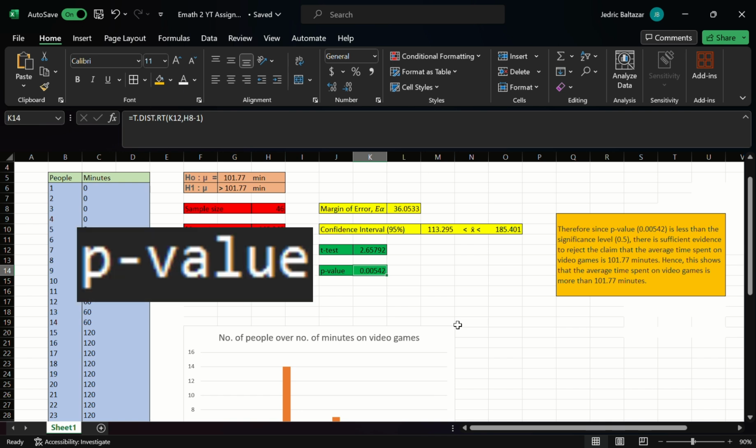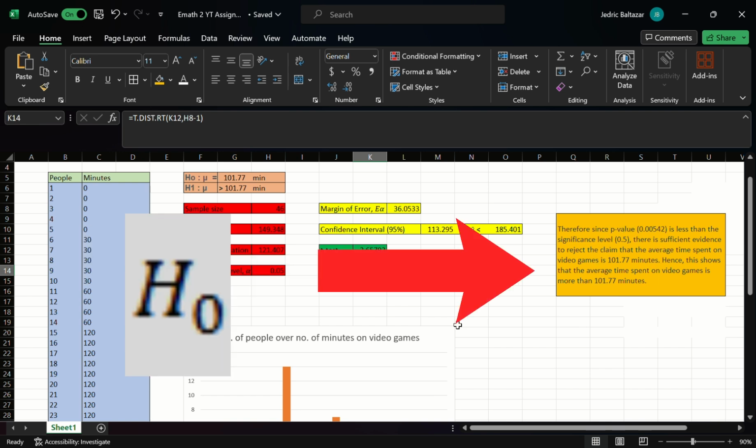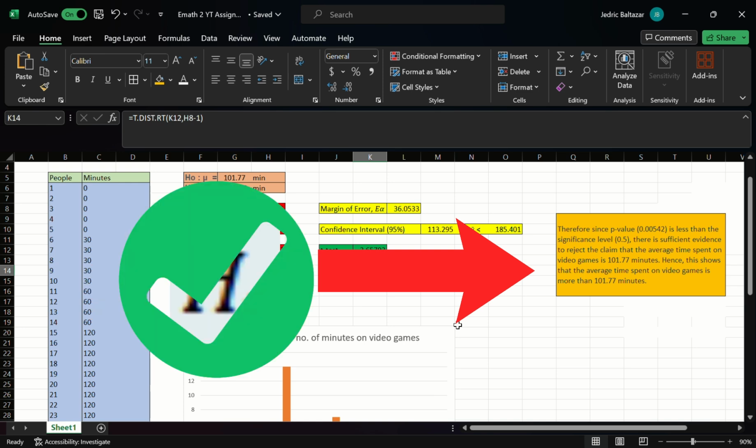Now since our p-value is less than our significance level, we reject our null hypothesis and we accept our alternate hypothesis.